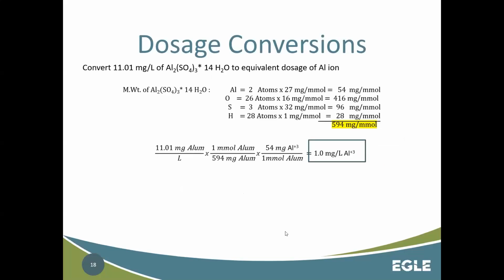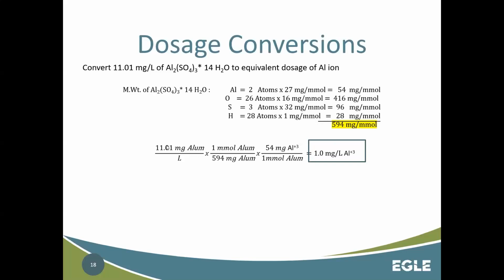Okay, for this next problem, we're going to be looking to convert a dose of 11.01 milligrams per liter as alum to an equivalent dose of aluminum ion. We're not going to go through all this math again, and probably by the end of this presentation, you will have 594 milligrams per millimole memorized, but here's how it breaks down.